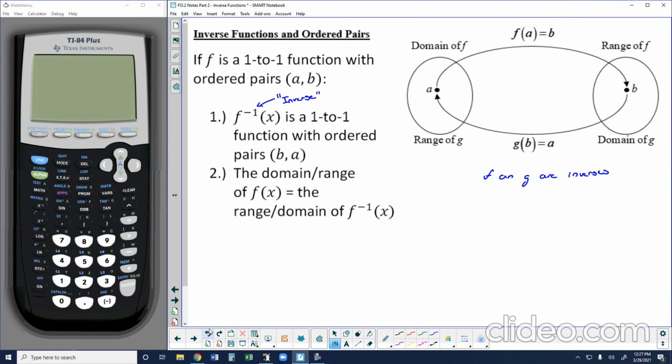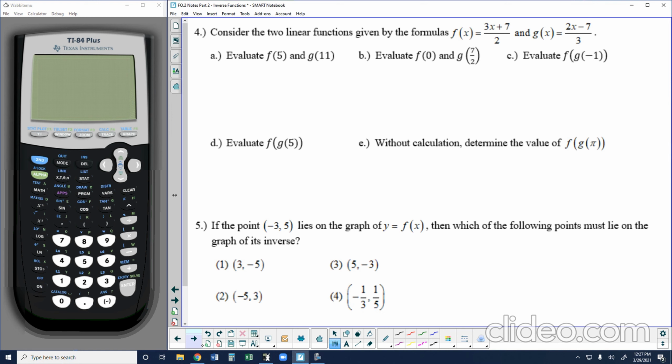So let's take a look at that in some application or some practice here. In problem 4, it says consider the two linear functions given by the formula f of x equals (3x plus 7) over 2 and g of x equals (2x minus 7) over 3. So we see these functions have some similar pieces, but they're not exactly the same. Let's take a look at what happens when we start to evaluate them.